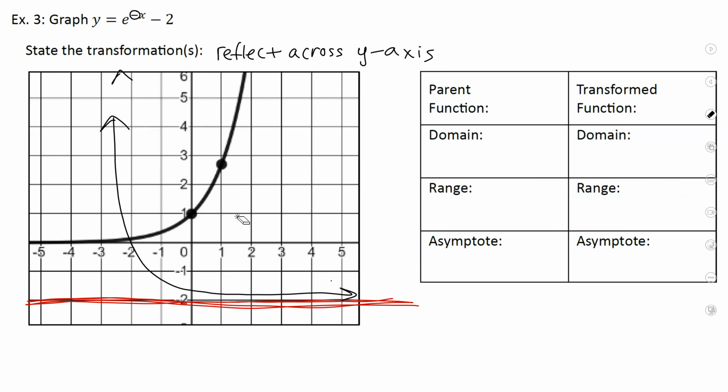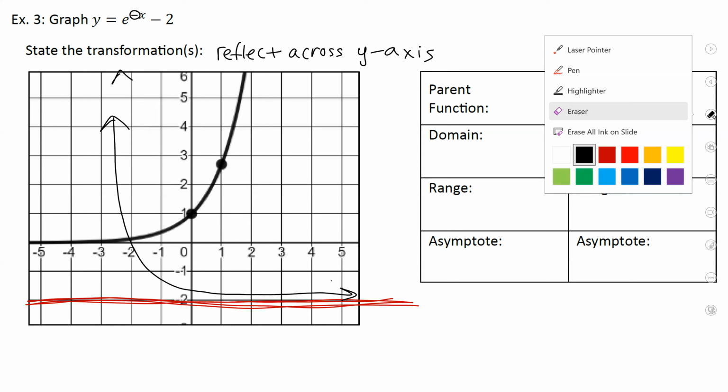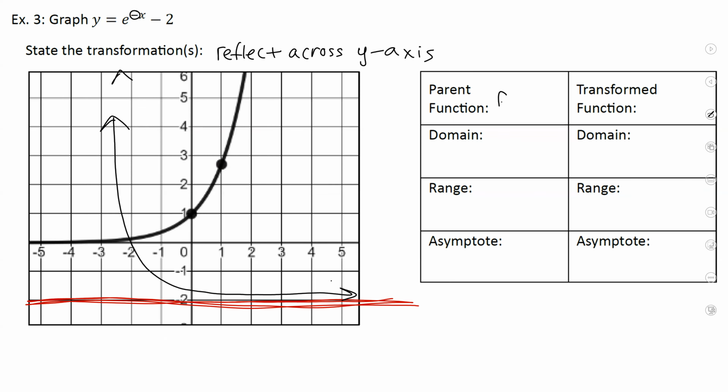Always graph your reflection first. Reflect it and then move it, however many it says. Okay, so first we reflected across the y-axis and then we moved it down 2 spaces. Okay, so let's talk about our transformations. First, let me just fill this part out again. The parent function, what was my base for this one? E, the base was E. So the parent function is e to the x. This information remains the same. It'll be the same for every parent function here.